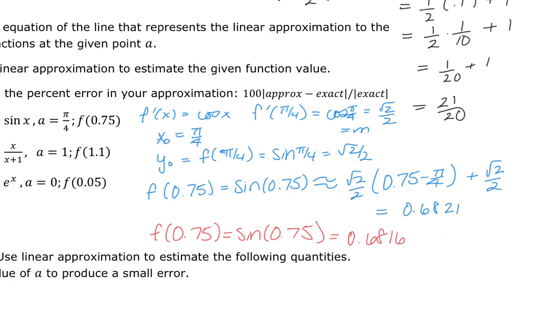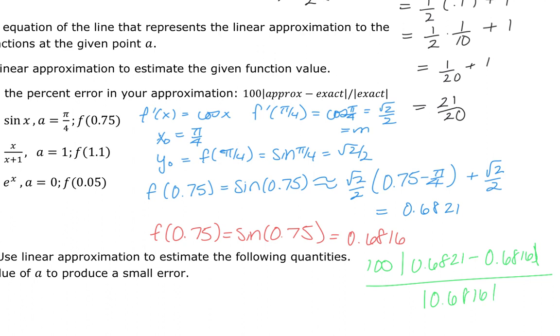So my percentage of error is going to be 100 times. Let me erase that. I was using the highlighter instead of my pen. So it's going to be 100 times the absolute value of the approximate, which is 0.6821, minus the exact to 4 decimal places, which is 0.6816. Absolute value of that whole thing divided by the absolute value of the exact, which is 0.6816. So I'm going to get my calculator out.